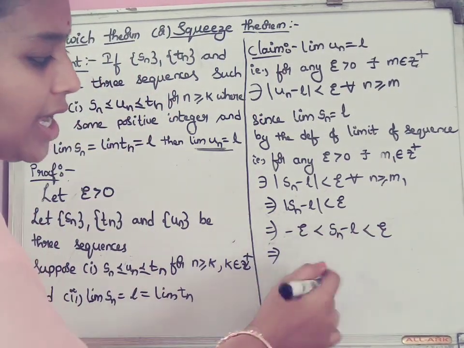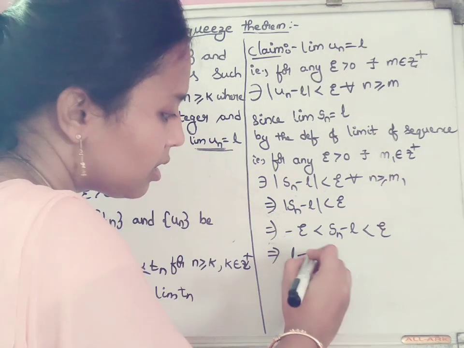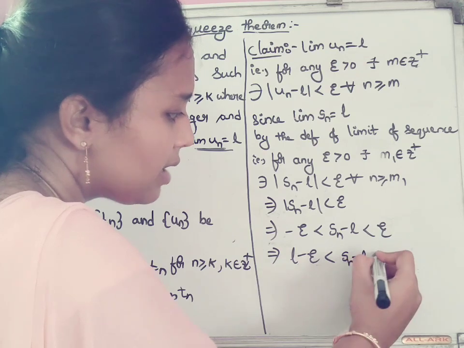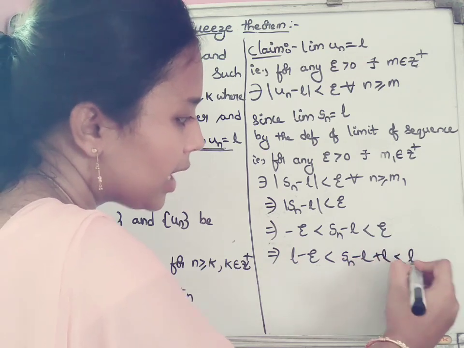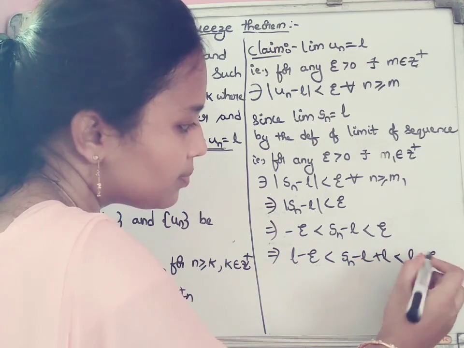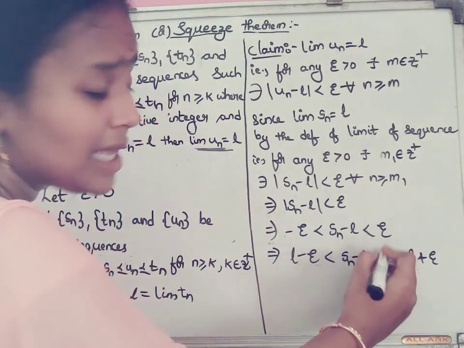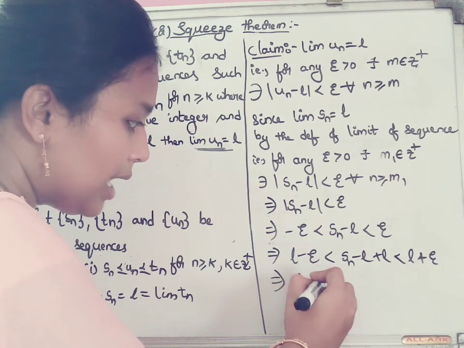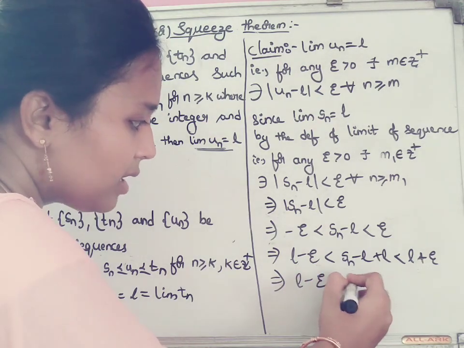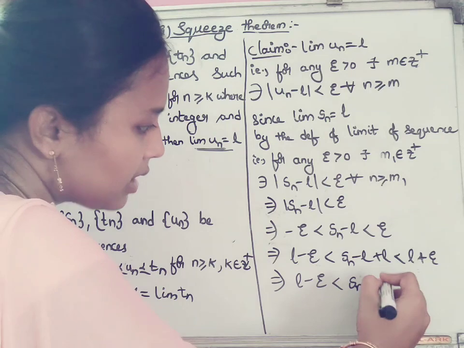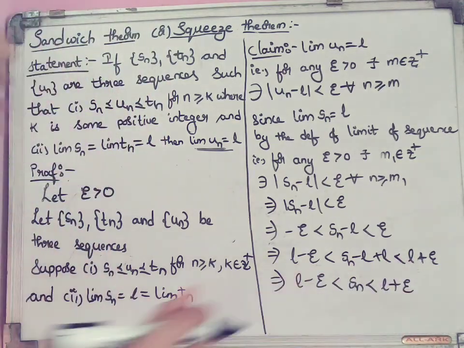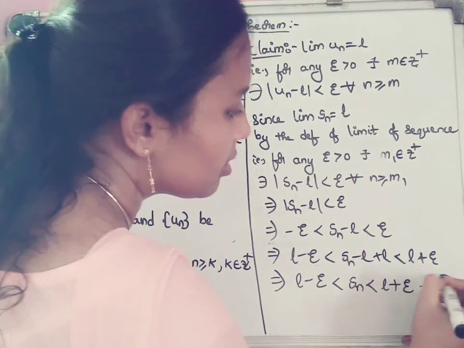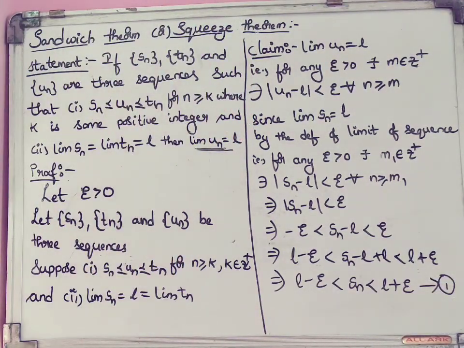Add L throughout the inequality. What we have here? L minus epsilon less than Sn minus L plus L less than L plus epsilon. Minus L plus L will get cancelled. We remain with L minus epsilon less than Sn less than L plus epsilon. Consider this as equation 1.